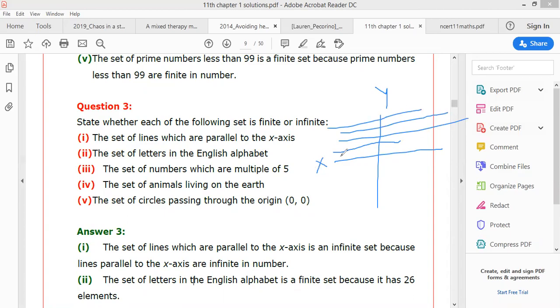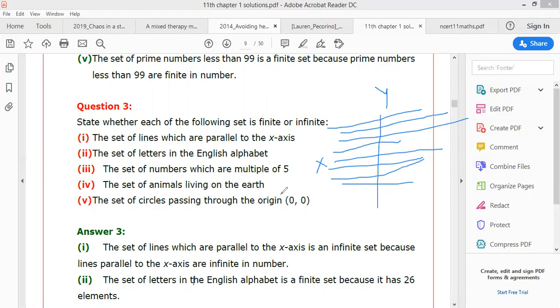How many lines can we draw? We can draw infinitely many lines above and below that are parallel to x-axis. So we can say there are infinitely many lines that are parallel to x-axis. So it is not a finite set, it is an infinite set. The set of letters in English alphabet. So you know there are 26 in number, so therefore it is a finite set.